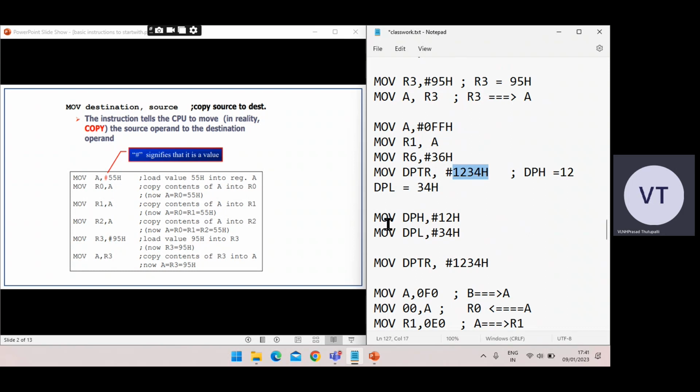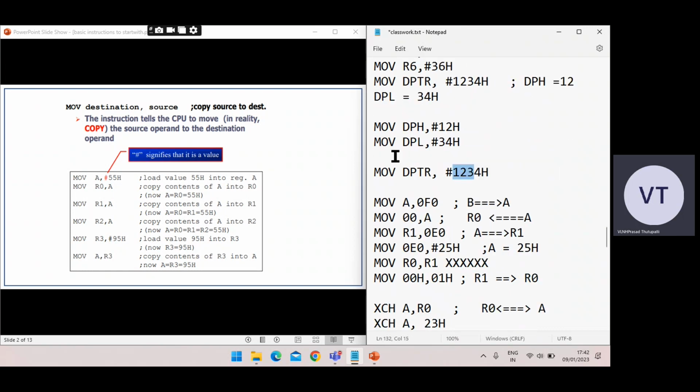2, 3, 4. Initializing the data pointer higher with 1, 2 and lower with 3, 4, nothing but initializing the data pointer with 1, 2, 3, 4. Okay, and how to transfer the B value into A, 0F0. If the pound symbol is not put, that means it is an address.